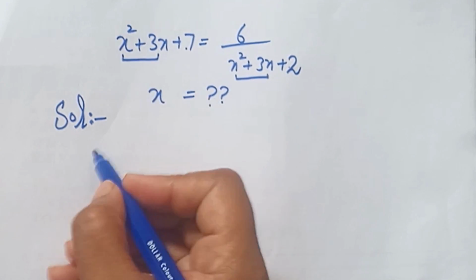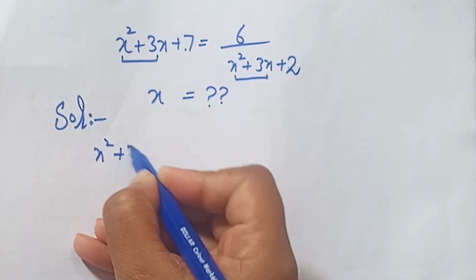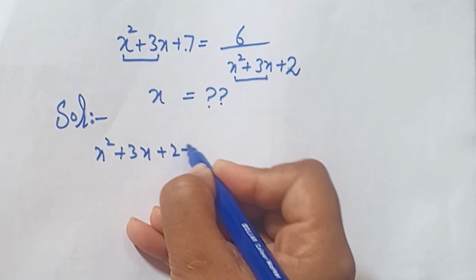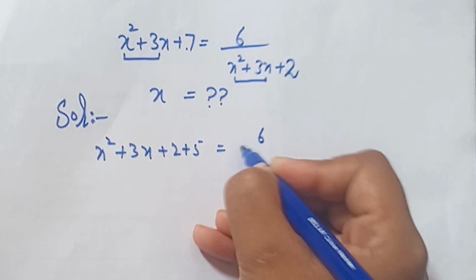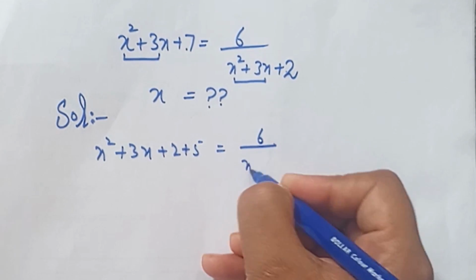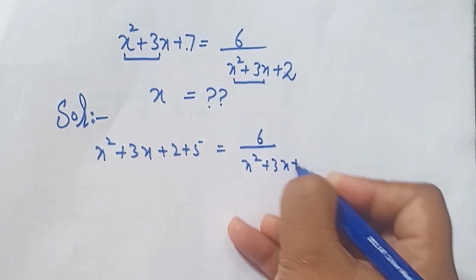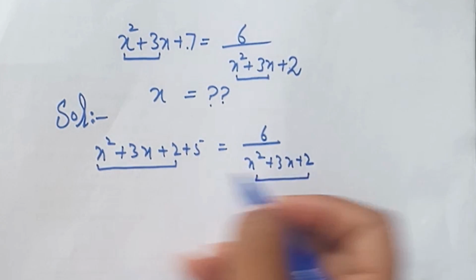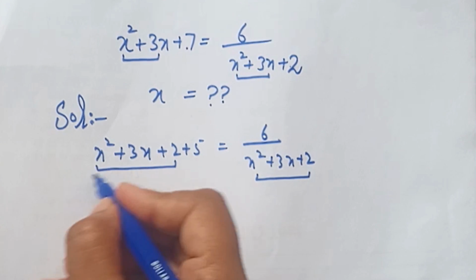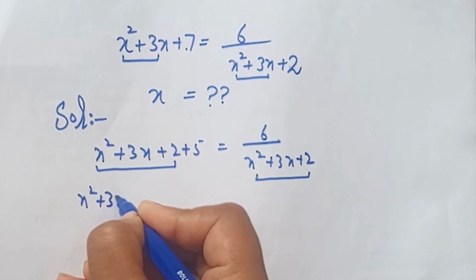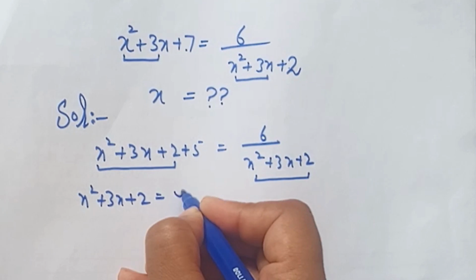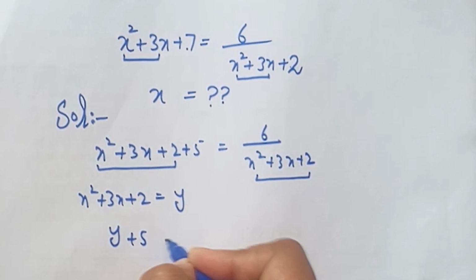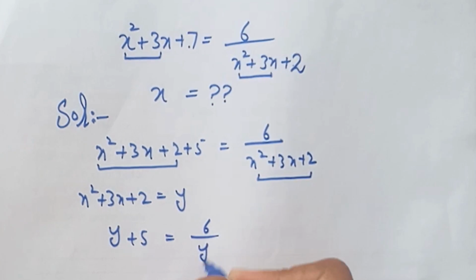So for this, look at this. This is x² + 3x, and this is a 7. So we write this as 2 + 5, which is also equal to 7. And this is 6 over x² + 3x + 2. Now look at this. These three terms and these three terms are the same. So we let x² + 3x + 2 equal y. Then the above equation will become y + 5 equals 6 over y.